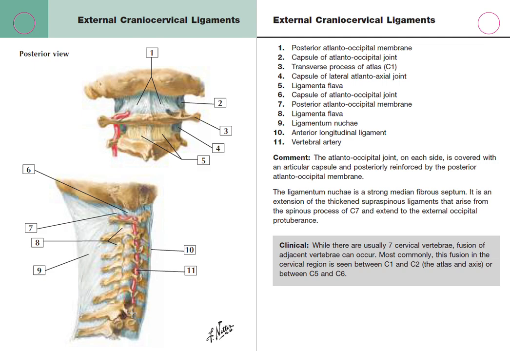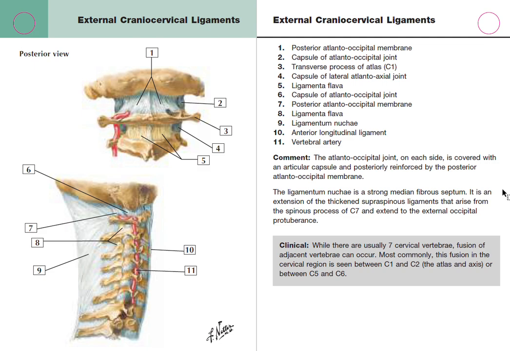The atlanto-occipital joint on each side is covered with an articular capsule and posteriorly reinforced by the posterior atlanto-occipital membrane. The ligamentum nuchae over here is a strong median fibrous septum. It is an extension of the thickened supraspinous ligaments that arise from the spinous process of C7 and extend to the external occipital protuberance. So again, the ligamentum nuchae eventually extends up to the external occipital protuberance.